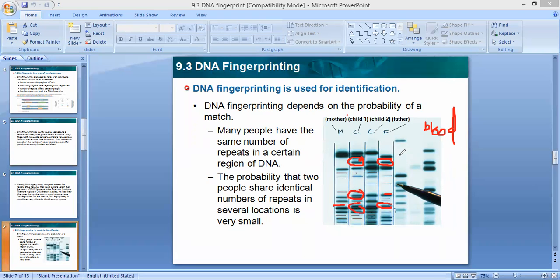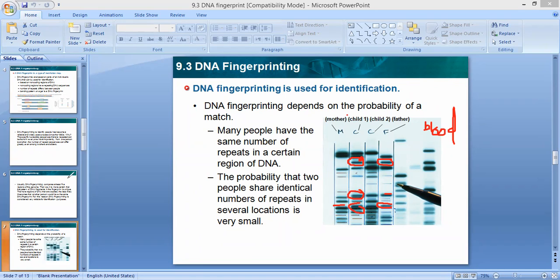Yes. Okay. So, DNA fingerprinting depends on the probability of match. Many people have the same number of repeats in a certain region. For example, as I said, child 1 and the father have the same repeat at one location. But the probability that two people share an identical number of repeats in several locations is very small. It is almost impossible to find two people with the same repeats in many locations. That is why they take 5 regions to compare.